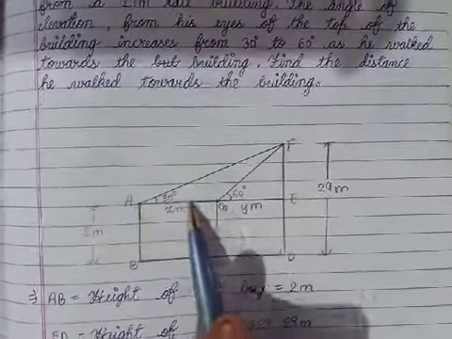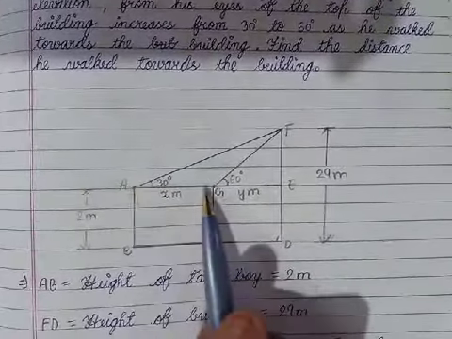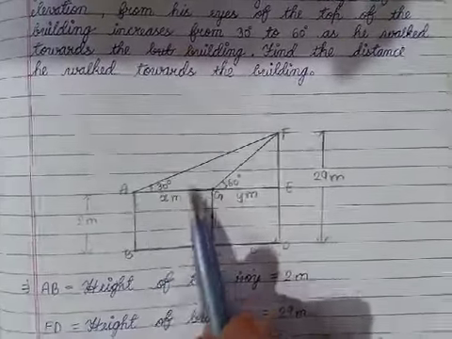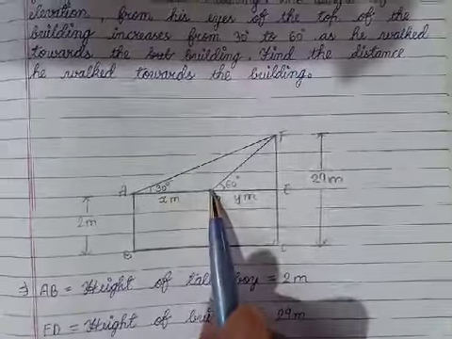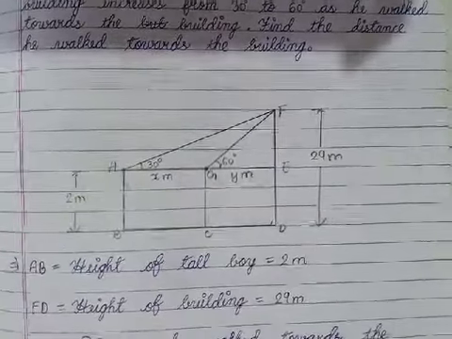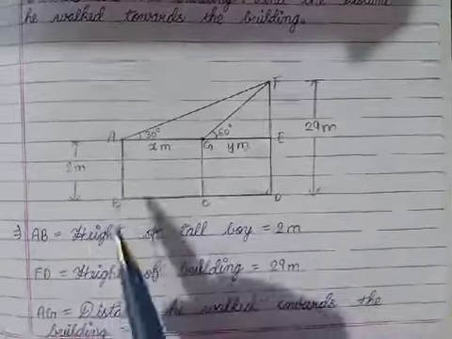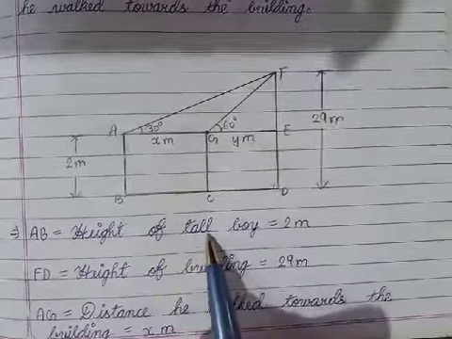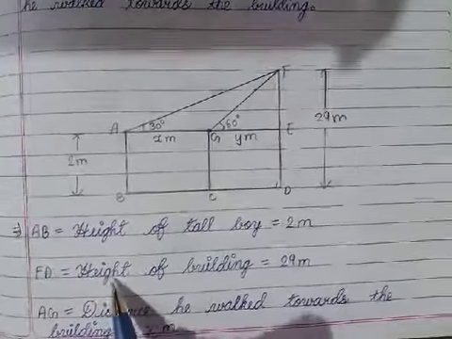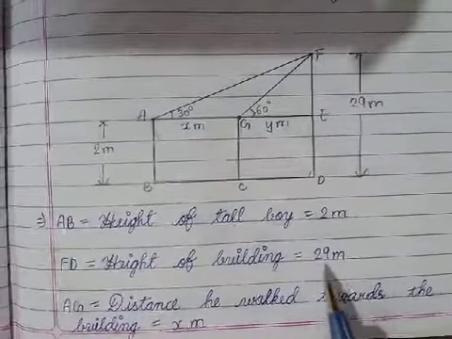Means we have to find only x, because this is the time interval when the angle of elevation changed from 30 to 60 degrees. He is moving from this point to this point, from A to G. Got it? His eyes are moving, or he is moving, whatever it is. AB is equal to the height of the tall boy, 2 meters. FD is equal to the height of the building, which is 29 meters.